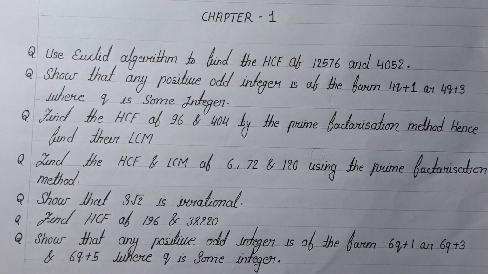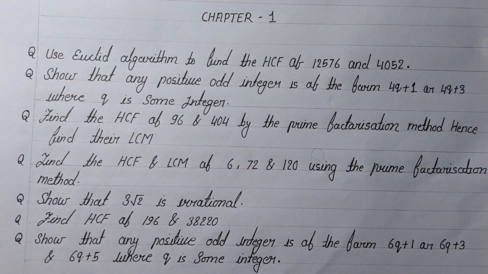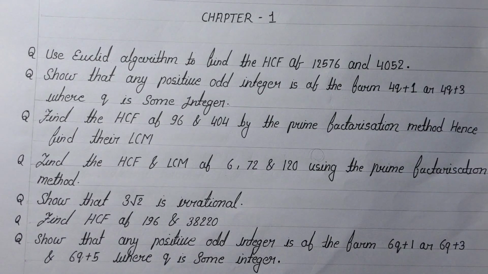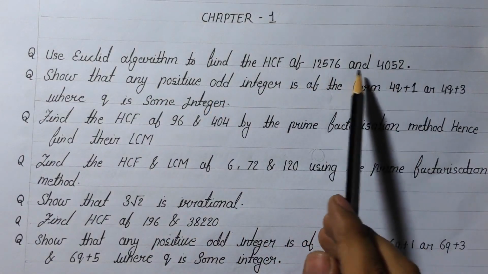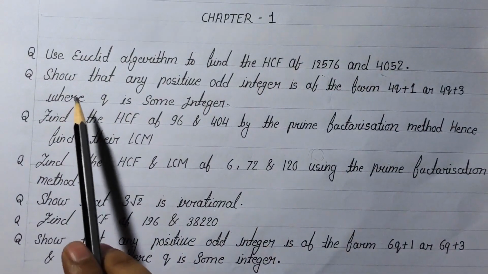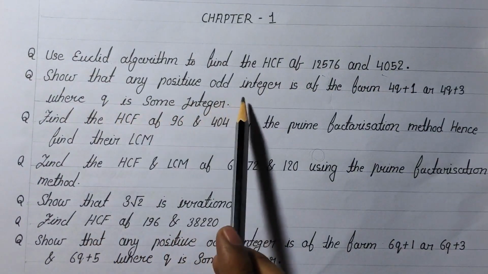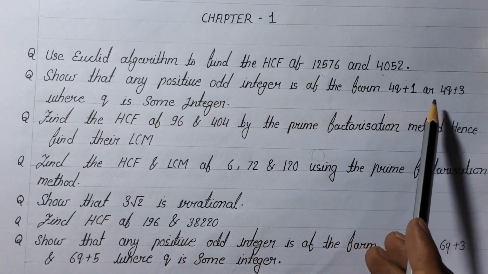In this video, we are discussing all the important questions of math which have a possibility to come in an exam. Chapter first, question first. Use Euclid's algorithm to find the HCF of 12,576 and 4,052.